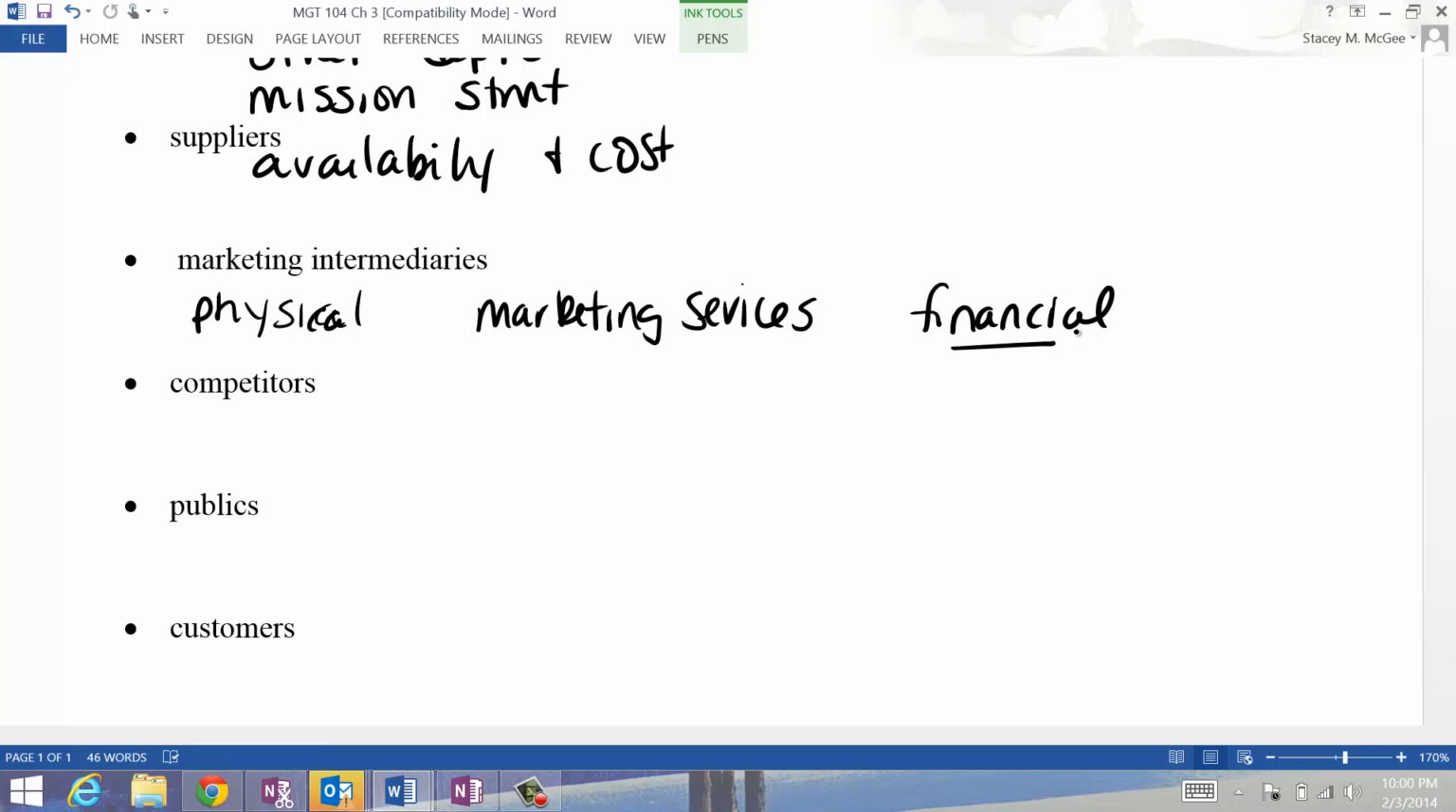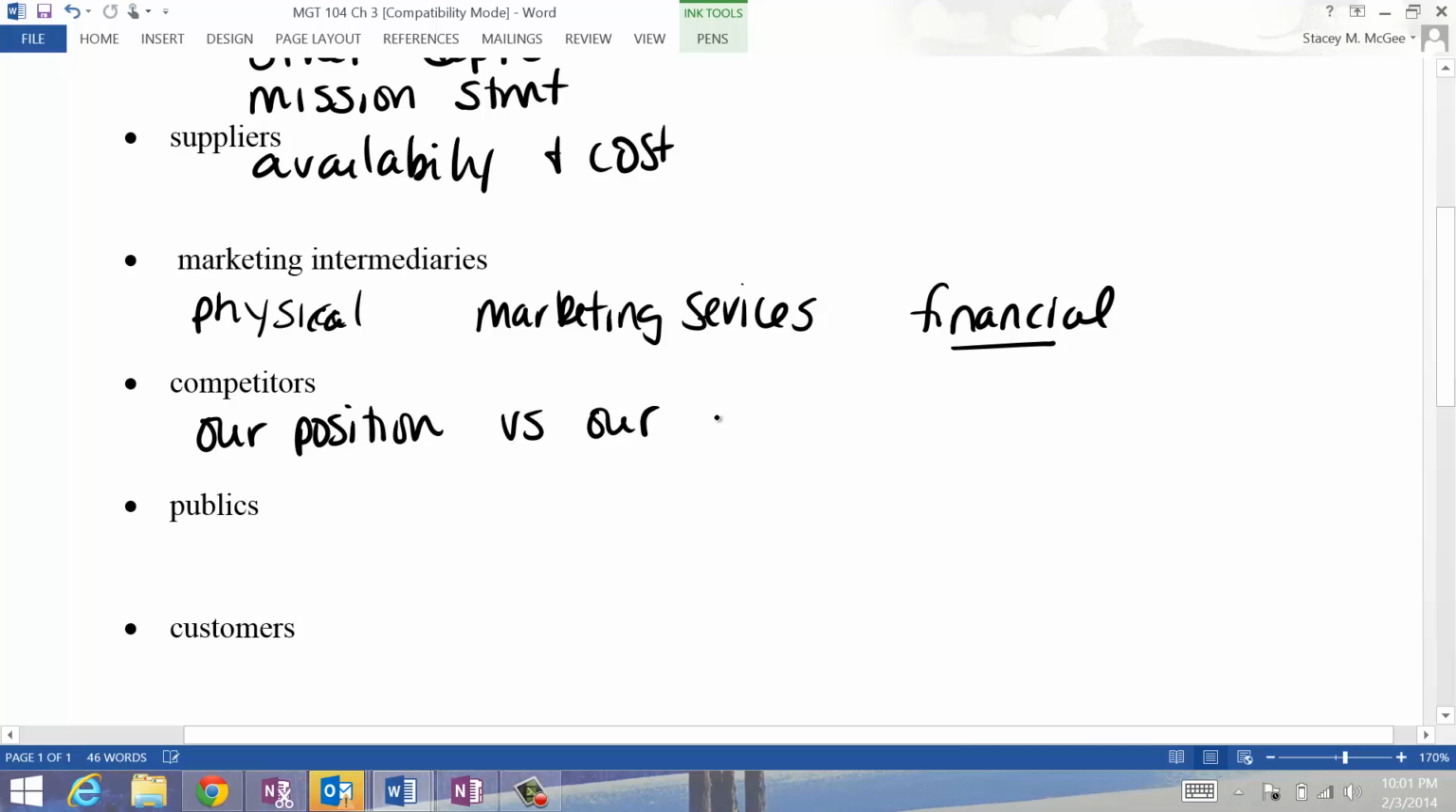Also in the microenvironment, we have our competitors, and we need to look at our position in the minds of our consumer. Remember, we were talking about positioning in the last chapter versus our competitors. So where do we compare to our competitors in our consumers' minds?